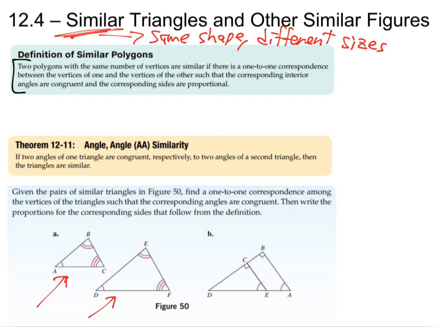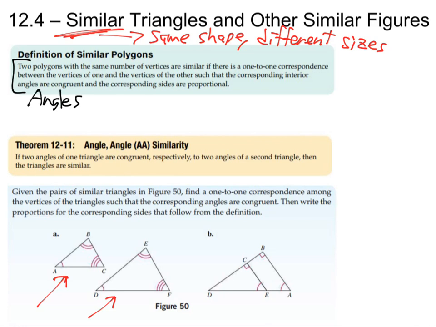Two polygons with the same number of vertices are similar if there is a one-to-one correspondence between the vertices of one and the vertices of the other, such that the corresponding interior angles are congruent and the corresponding sides are proportional. They're right, but that's such technical language, right? Don't read that to younger folks and expect them to grab it all perfectly, right? Let me break it down to simple language.